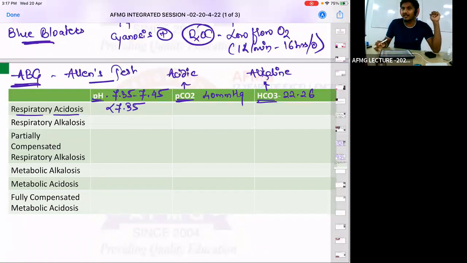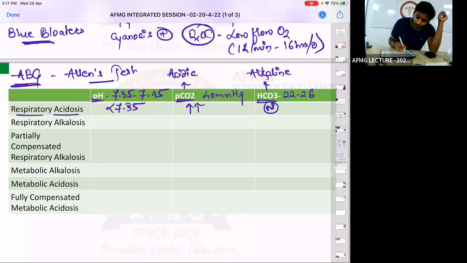If it is respiratory, then PCO2 level, respiratory है तो PCO2 should be higher. Okay, so PCO2 levels would be high, but bicarbonate levels would be normal. Did I talk about compensatory yet? No, ना. So bicarbonate levels normal रहेंगे. ठीक है? तो याद रखना.